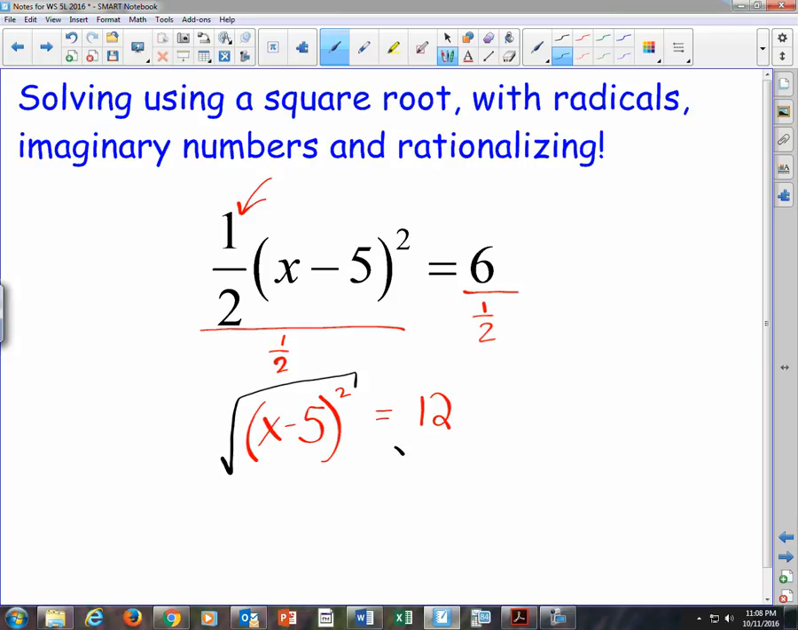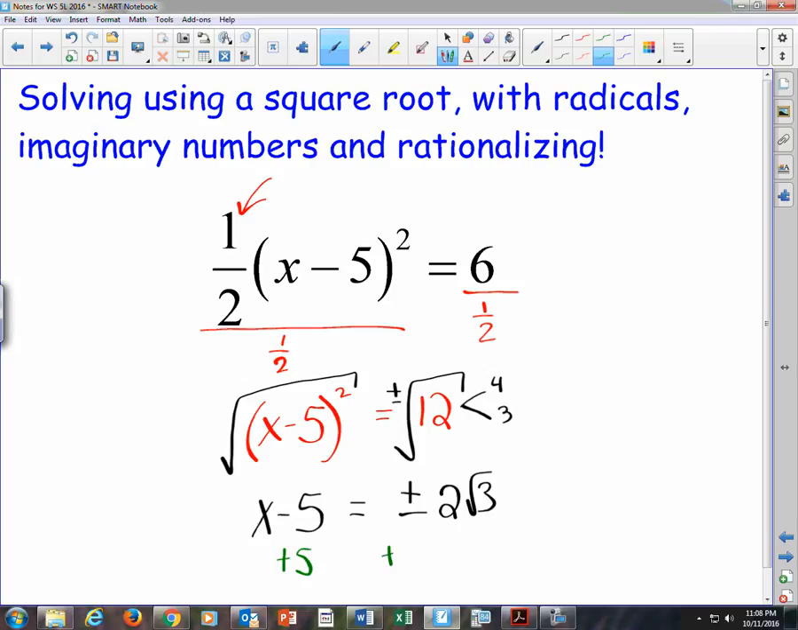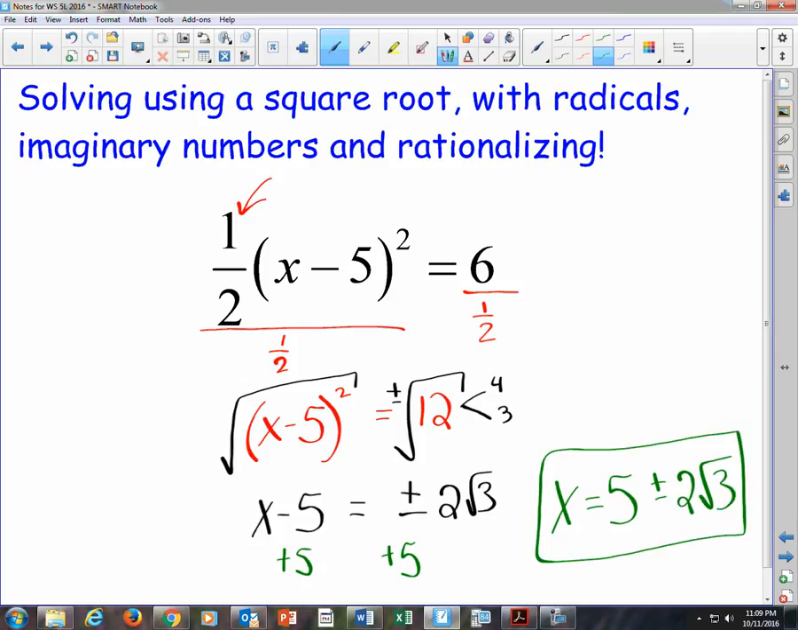So square rooting that, plus or minus. And then you get x minus 5 equals positive or negative, if I break this down, 4 and 3, 2 root 3. And in my last step, add the 5 to the other side. Are you having fun yet? So my final answer is 5 plus or minus 2 root 3. And there we go. Remind me sometime to relate this to the quadratic formula. That's coming soon.